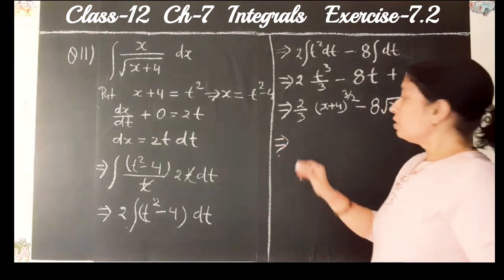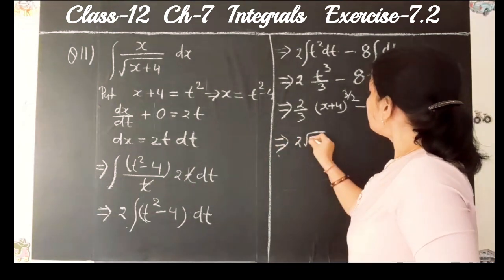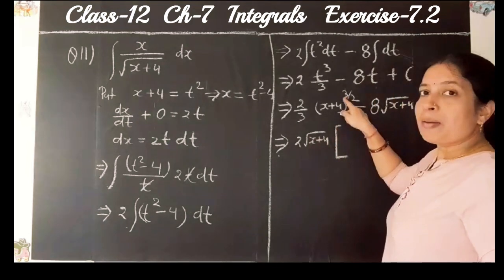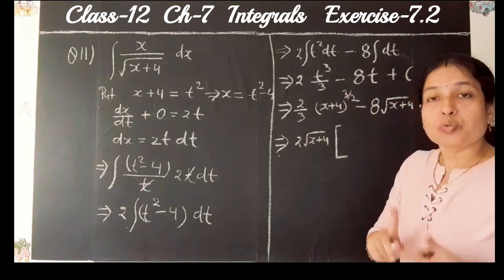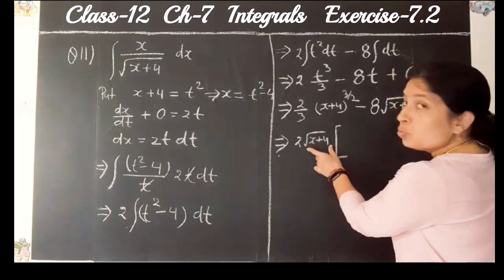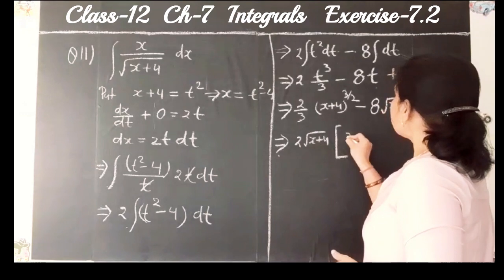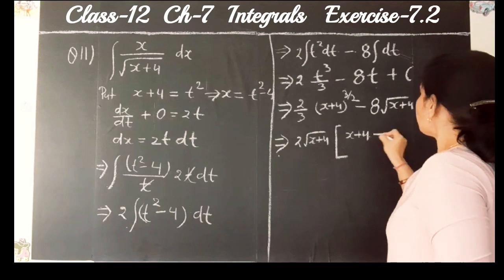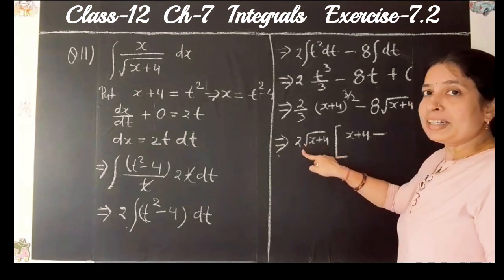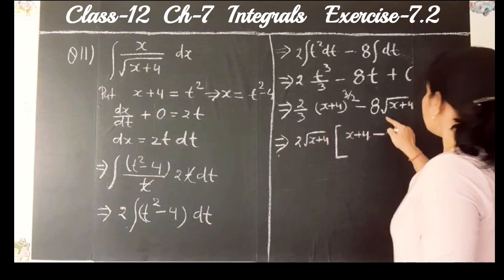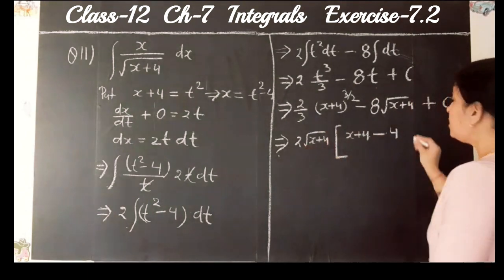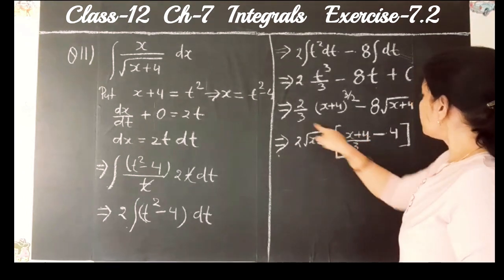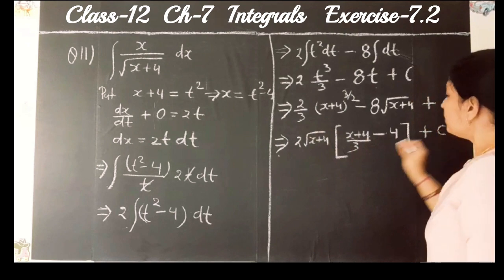Then we can take common 2 square root of x plus 4. Here it is given power 3 by 2, and 3 by 2 means 1 plus 1 by 2. So 1 by 2 we have taken common, and here it will be x plus 4 only. Power will be 1, that means x plus 4, minus 2 I have already taken common. So here it will be 4. Root x plus 4 we have taken common, so write here 4, and write here 3, plus that constant c.